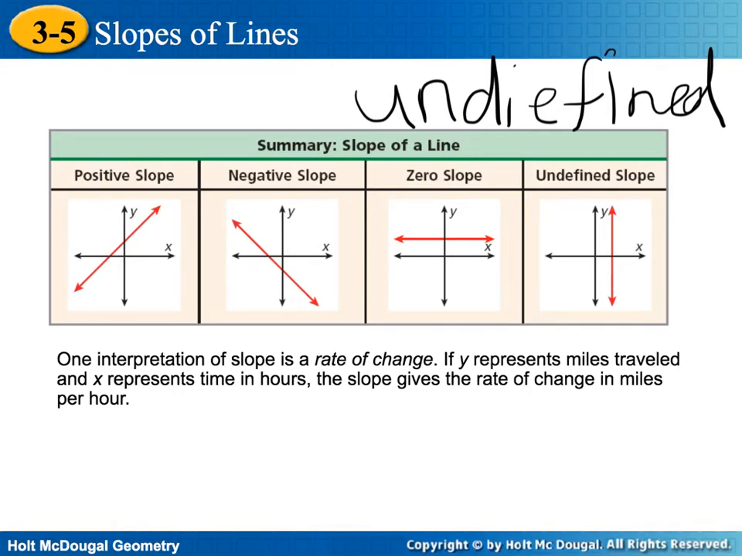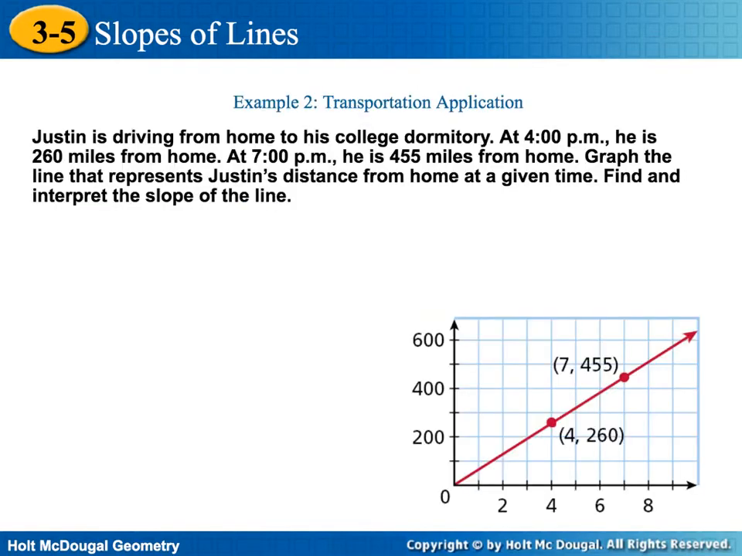Our interpretive slope is a rate of change. If y represents miles traveled, and x represents time in hours, the slope gives us the rate of change in miles per hour. So this one is going to be a story problem based on distance. Let's read it. Justin is driving from home to his college dormitory. At 4 p.m., he is 260 miles from his house. At 7 p.m., he is 455 miles from home. Graph the line that represents Justin's distance from home at a given time. Find and interpret the slope of the line. That wonderful graph has already been done for us.